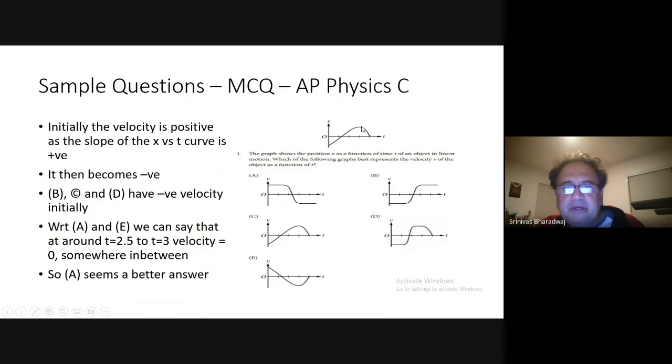Then it goes to a peak, which means the velocity goes to 0, then it goes negative, and then finally it slows down. So it starts positive but somewhat constant, almost a straight line. So its velocity starts positive but constant. Notice that B, C, and D have a negative velocity initially, but the X versus T slope is positive, which means that the velocity is positive. The slope of the X versus T curve represents the velocity.